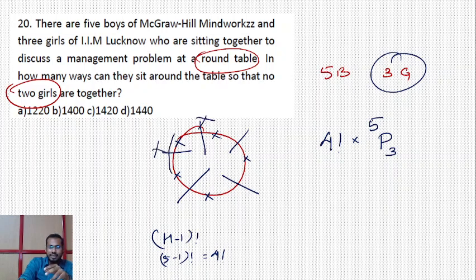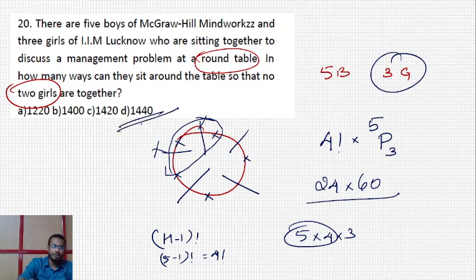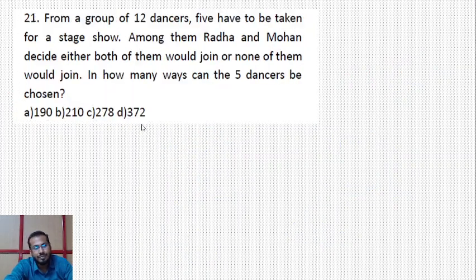If they sit together, if 2 chairs are empty, I can remove these 2 chairs. So now look at this. These 3 boys are sitting together, no issues. But never should 2 girls sit together. That's the condition. That is why we are doing it like this. So 4 factorial is nothing but 24. 5p3 is what? 5 into 4 into 3. 20, 20 into 3 is 60. So 24 into 60 is 1440. That's the right answer.